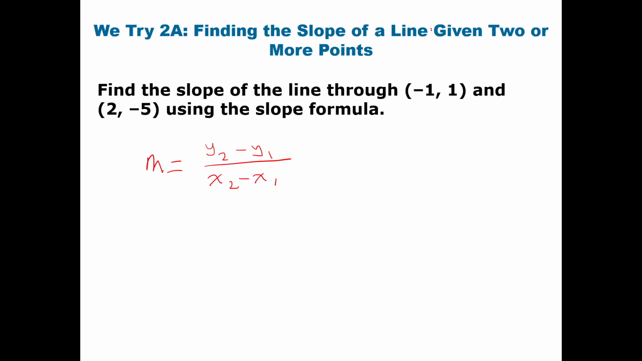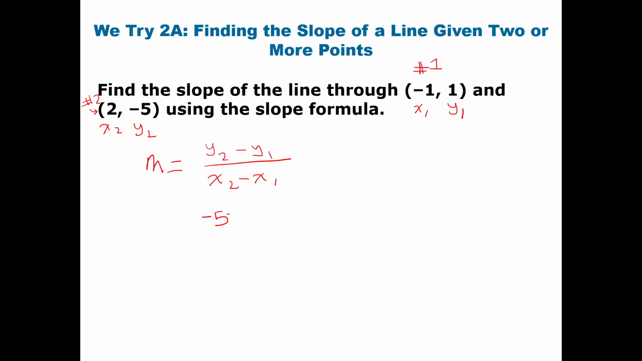Now I have to ask myself, which point do I want to be number 1 and which one do I want to be number 2? I'll make this point number 1. So that means that negative 1 is my x1 and 1 is my y1. I'll make this point number 2, which means that 2 is my x2 and negative 5 is my y2. So now let's plug it into my formula.